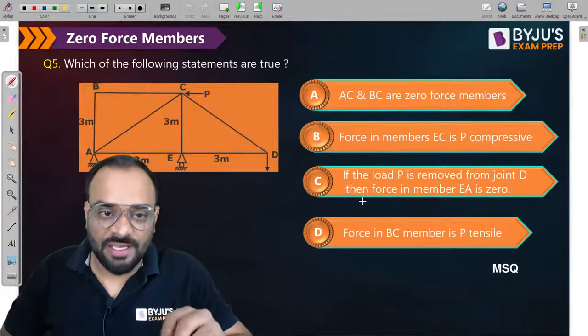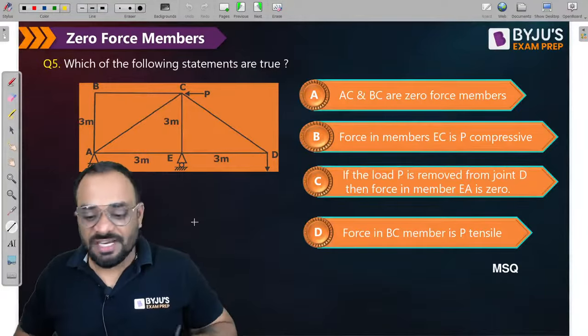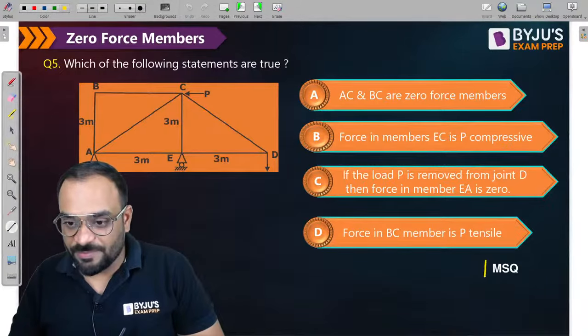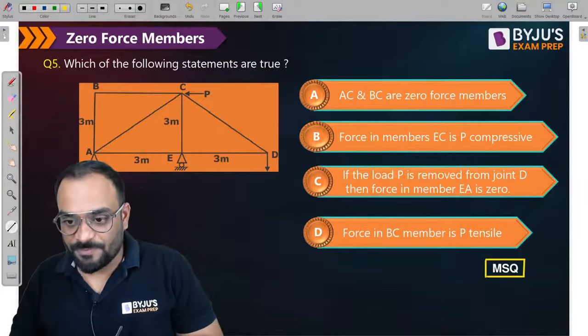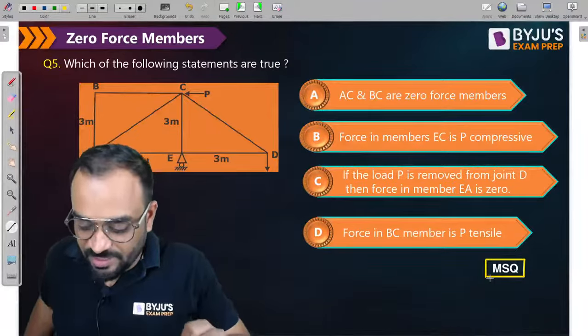Next question, guys, again MSQ. Please read the statement very carefully. And this is the last question. Please read the statement very carefully, guys.